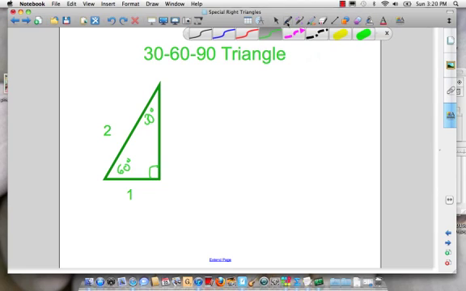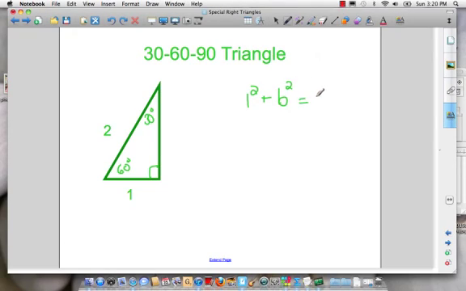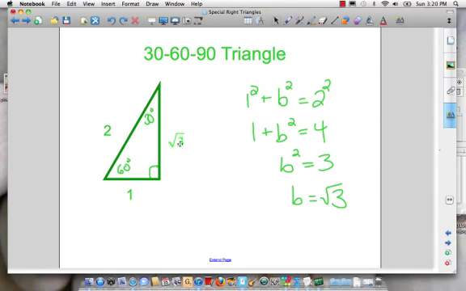And again, I'm going to use the Pythagorean theorem to find the missing side length. So a squared, let's say 1 squared, plus b squared. Well, the other leg is the unknown in this equation, and that should equal c squared, or the hypotenuse squared. So 1 squared is 1, and then 2 squared is 4. I subtract 1 from each side, so b squared is 3, and then taking the square root of both sides, I discover that b is the square root of 3. So let me go ahead and place a neater square root of 3 right there.